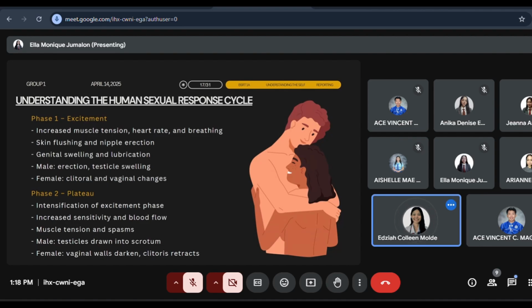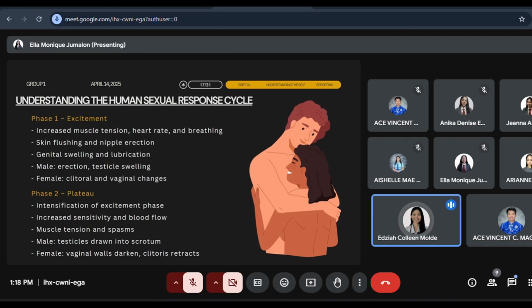Phase 2, the plateau phase, is when arousal intensifies. The body continues to build toward orgasm. In women, the vagina becomes darker in color and the clitoris becomes highly sensitive. In men, the testicles pull up closer to the body. Breathing, heart rate, and muscle tension increase. You might also see muscle spasms in the feet, face, or hands. This phase prepares the body for orgasm.